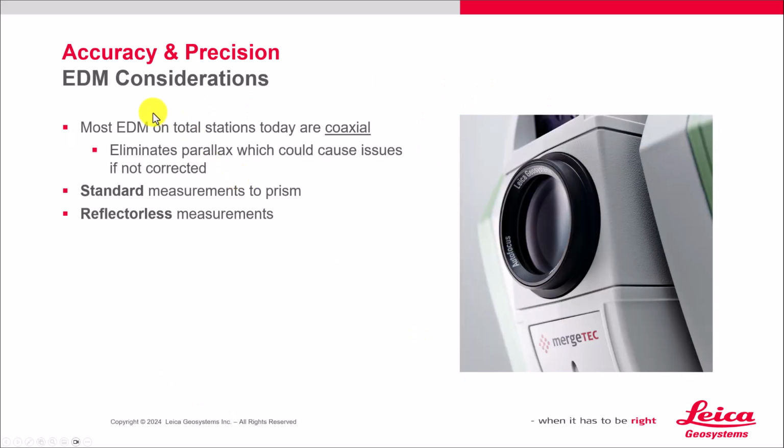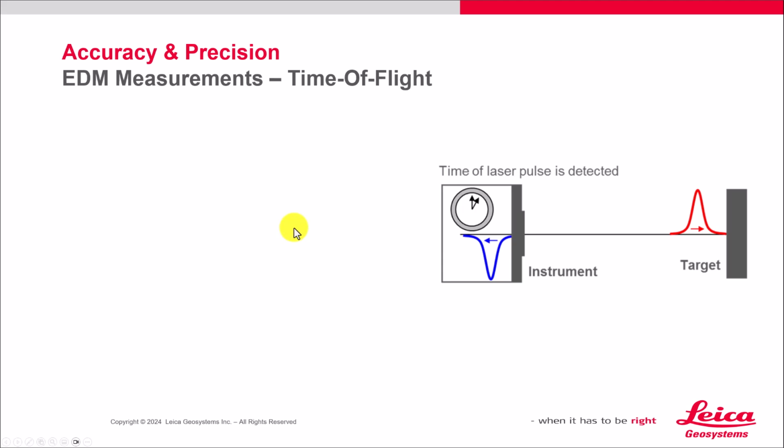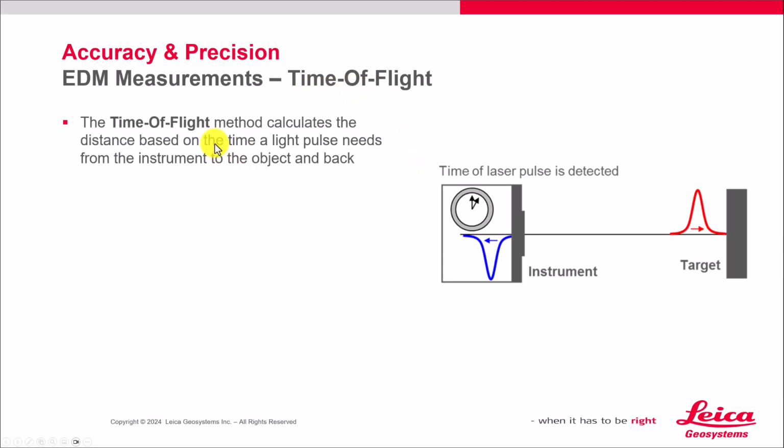Now EDM considerations, most EDMs on total stations are coaxial. That eliminates parallax, which could cause issues, so that's good. We're going to look at standard measurements of the prism and reflectorless measurements. They have to be treated differently. They both use an EDM, and most of them currently use time of flight. So that means it's a method that calculates the distance based on the time of a light pulse, which is the speed of light, from the instrument to the object and back. So it leaves the instrument, hits the target, and comes back, measures that time, and calculates the distance.